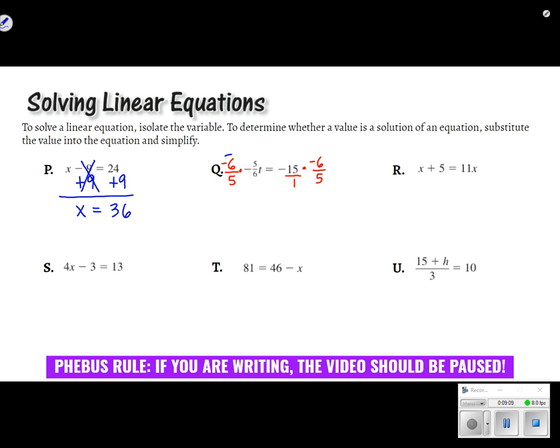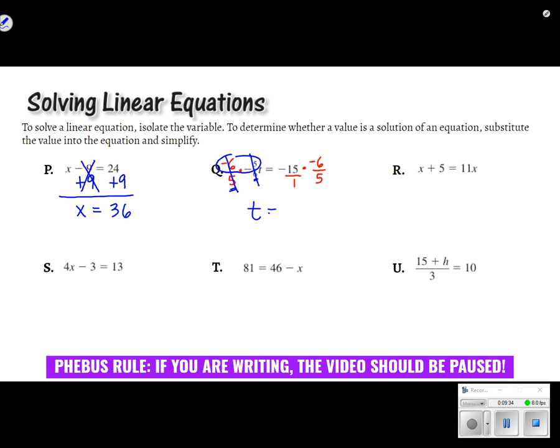But here, when we multiply, we get a -6 times -5, that's a 30, over 5 times 6, which is also 30, and 30 divided by 30 is 1, right? So these cancel, leaving behind a 1t. Okay, so that is the goal of multiplying by the reciprocal, is to get this to cancel with this and leave behind a 1t.